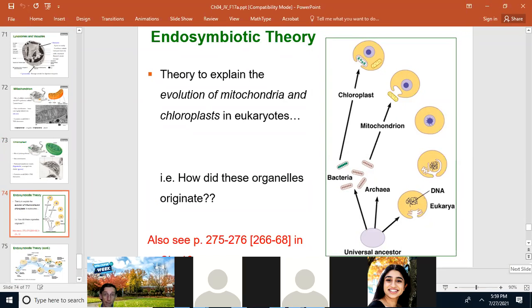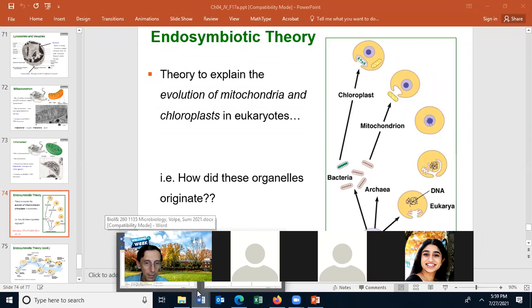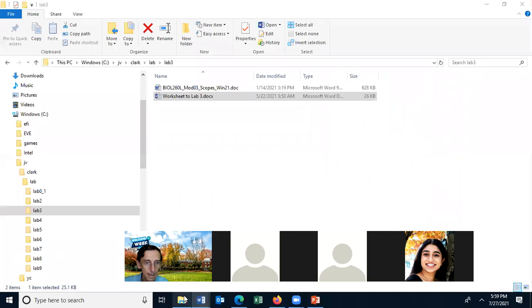The endosymbiotic theory attempts to explain that. This is a theory to explain how eukaryotic cells evolved mitochondria and chloroplasts. And it also explains how they originated, and that's what we mean when we say evolved. Let me, I probably should do paint. Let me try paint.